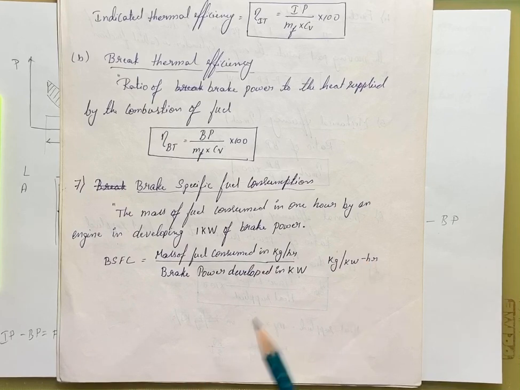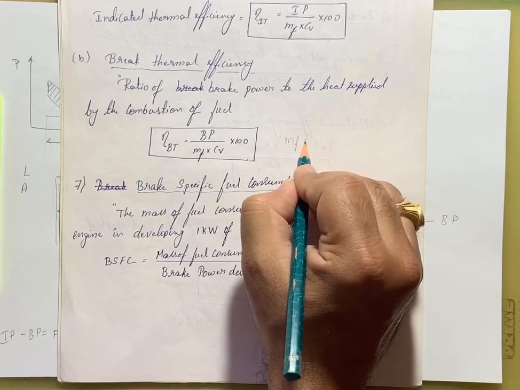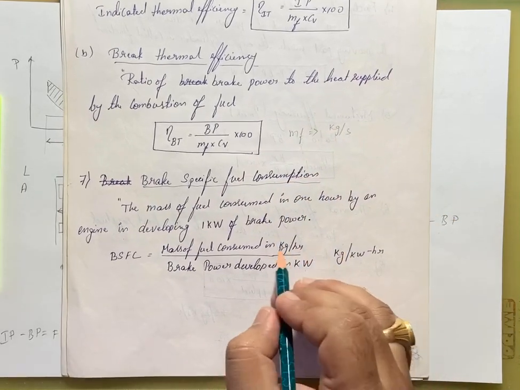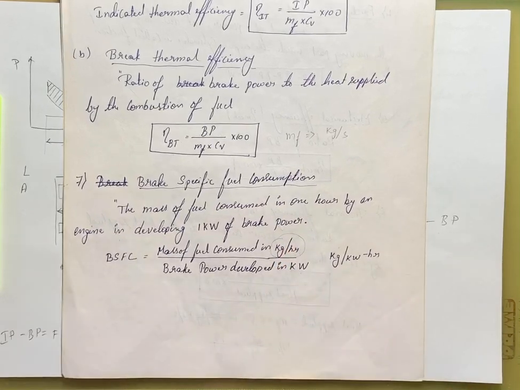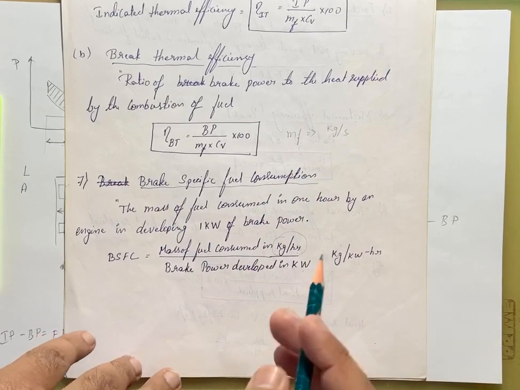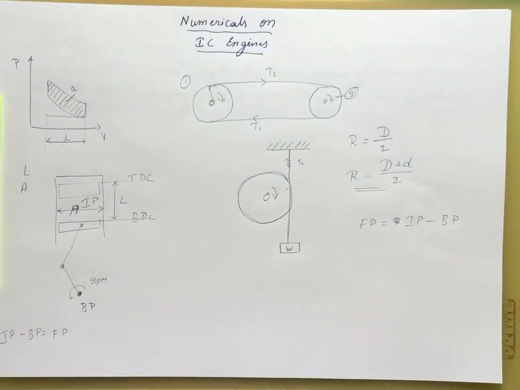Don't get confused. MF is the mass of fuel consumed. MF here is in terms of kg per second, whereas in BSFC the mass of fuel is in terms of kg per hour, right? Always remember, mass of fuel consumed in BSFC is in kg per hour, but in thermal efficiencies, mass of fuel consumed is in kg per second, or else you can convert it to kg per second by dividing by 3600, that is 60 into 60, right? Next, we are going to solve some numericals on this.